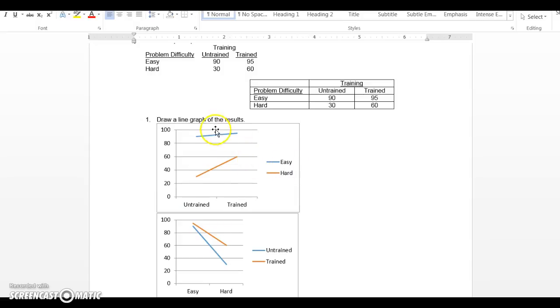So what we would say is for easy, there's no difference in problem solving between trained and untrained. They're essentially the same. However, for hard problems, those in the trained condition do much better on problem solving compared to those in the untrained. And basically what we've done with these simple main effects is methodically explain each of the four data points and how they relate to each other. So that's it.